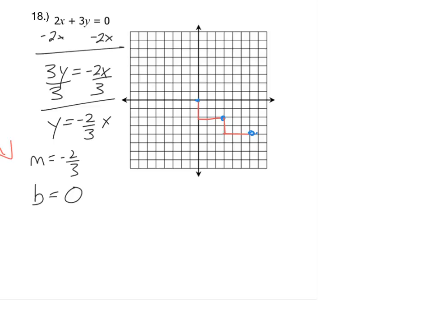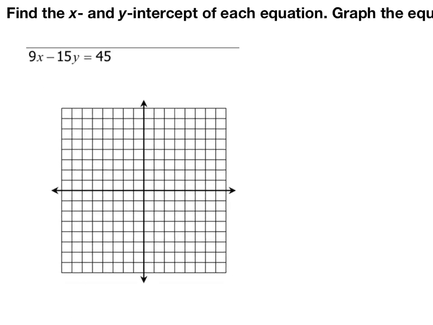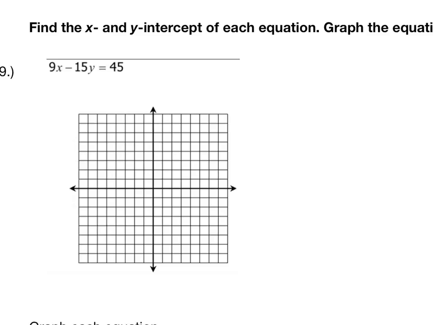And draw your line. Hopefully yours is straighter than mine. So for number 19, we're not graphing using slope-intercept form, we're graphing using intercepts.